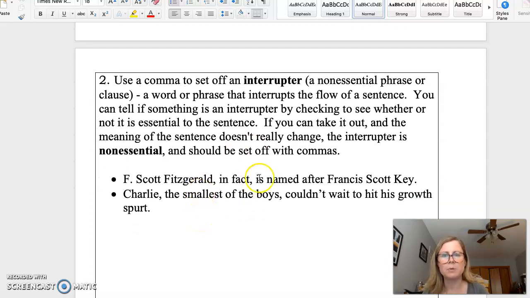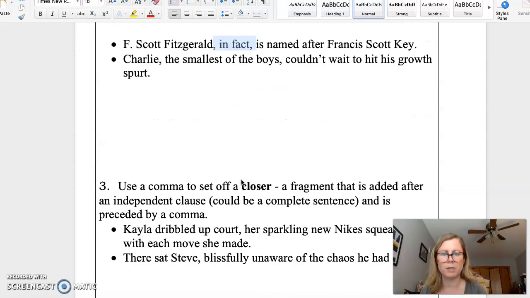But here are some examples of other types of interrupters that don't have to be relative pronoun clauses. So these are just phrases. F. Scott Fitzgerald, in fact, is named after Francis Scott Key. So you can hear the little pause. I could take this part out, in fact, and I could read F. Scott Fitzgerald is named after Francis Scott Key, and it would be okay on its own. That's how I know to put commas around that just extra pause or extra bit of information.